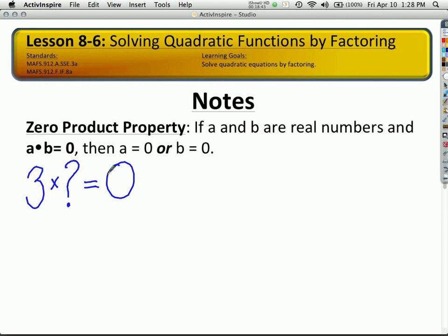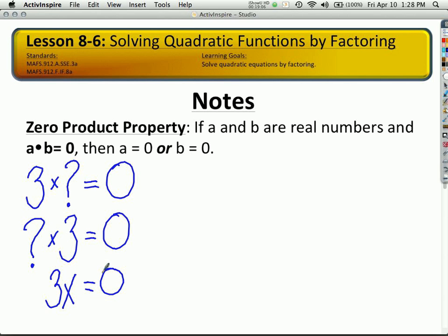What if I move the question mark over to this side? What if I do question mark times 3 equals 0? What does the question mark have to be? 0. Thank you. What if I now change it to our more advanced form, as we know in Algebra 1 Honors? If I write 3x equals 0, what does x have to be? 0. Thank you.